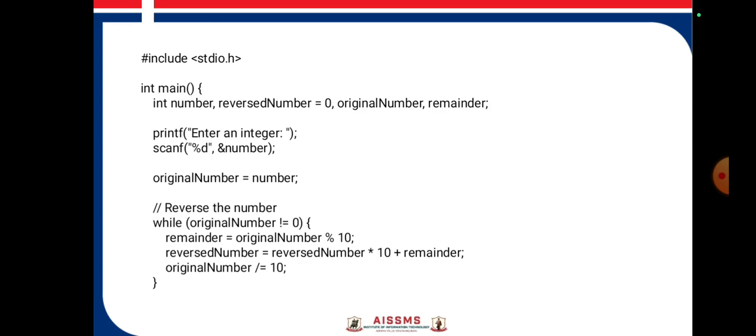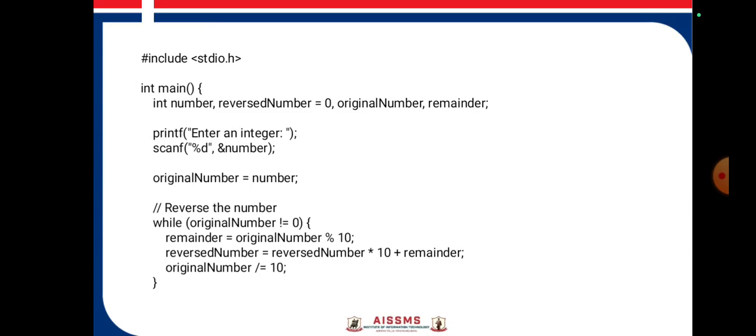First we prompt the user to enter the number as an integer. Store the entered number in the number variable and also in the original number for the later comparison. Then reverse the number by using the while loop.